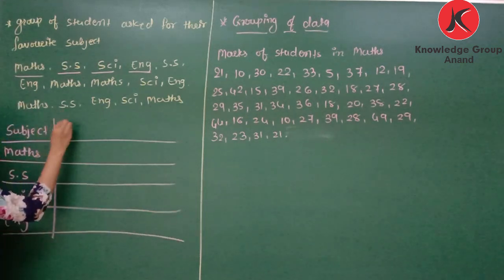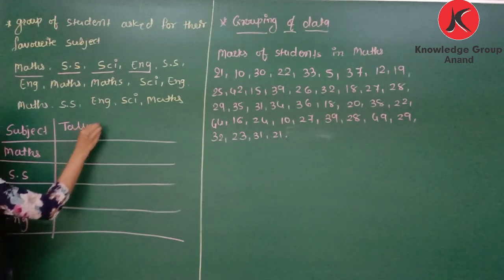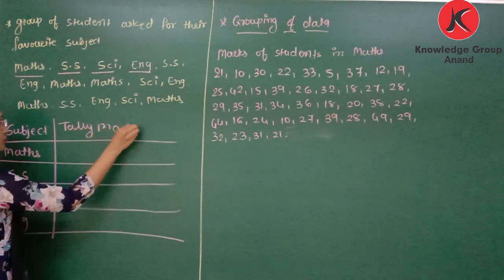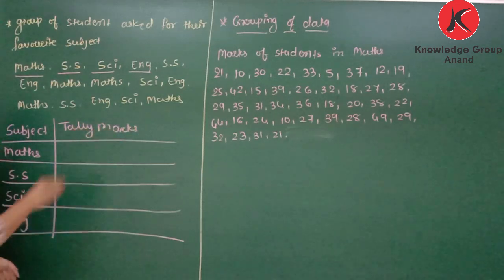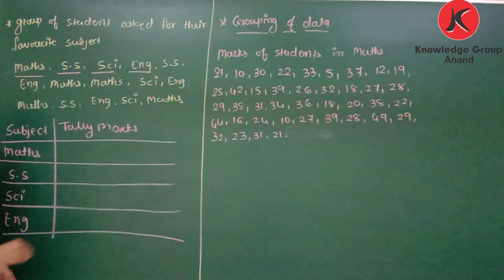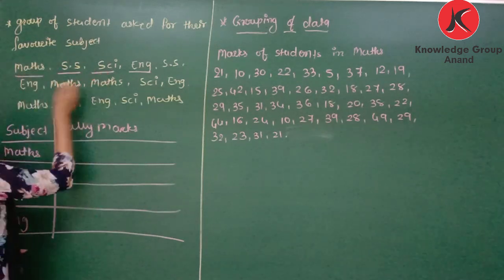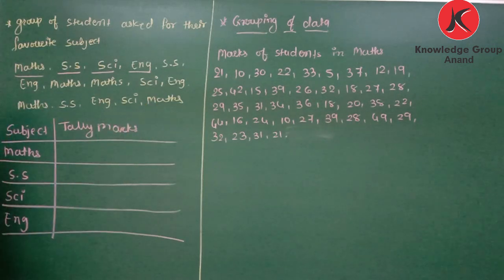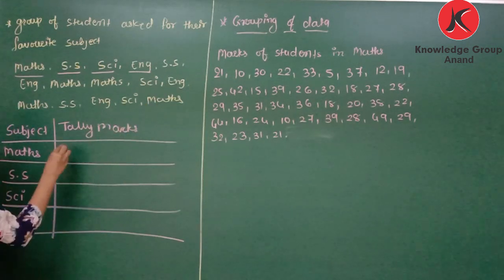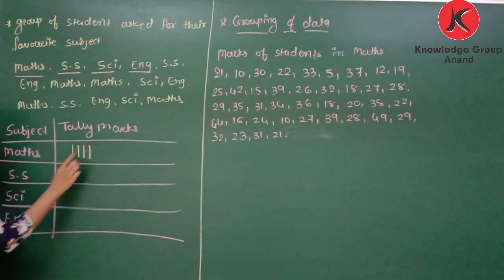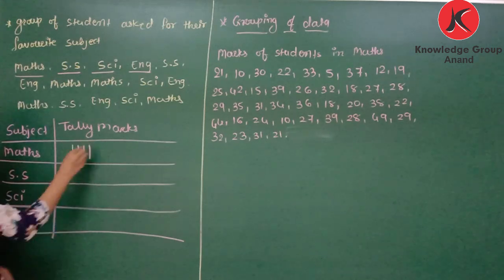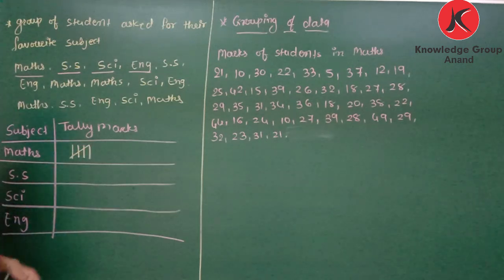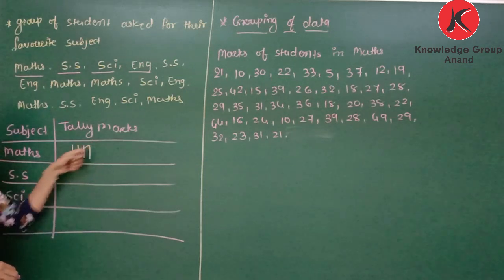Now we can represent daily marks. So here, how many students like maths? You can see here 1, 2, 3, 4 and 5 students like maths. So in a tally bar graph you need to draw 5 lines. After 4 lines you need to make a group of 5. So this is 1, 2, 3, 4 and 5.